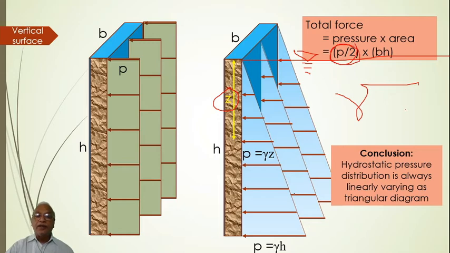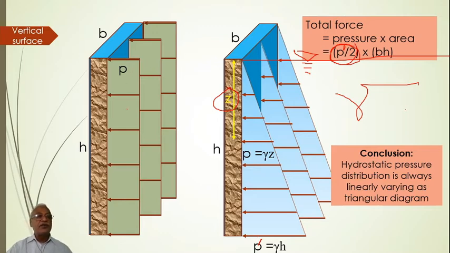I have considered P, let us say P at the bottom, or P dashed, if I call it that. So P dashed plus 0 at the top divided by 2 gives you the average pressure. The average pressure multiplied by the whole area BH gives you the total force which will be acting, right? So the conclusion is hydrostatic pressure distribution is always linearly varying as a triangular diagram. That is how the pressure is changing in the case of fluids.